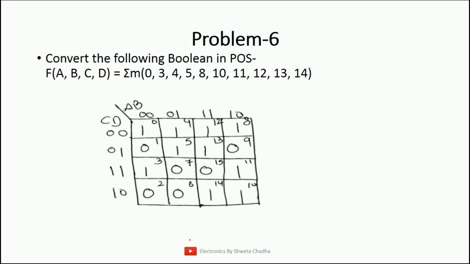So this is the same example which I have taken as problem number 5. But now the difference is we are going to write down the answer in POS. So such kind of questions can be there for the conversion, that means convert SOP to POS. Now as we are supposed to write down the answer in POS, then we have to go for the groupings of zeros. So zeros grouping will give us the answer in terms of POS.